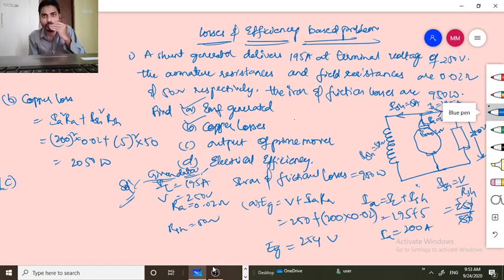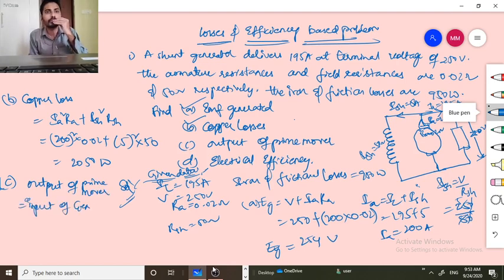Now we want to find out the output power of a prime mover. Output power of a prime mover means input to the generator. Output of prime mover is equal to input of generator. So we can easily calculate here. So I'm erasing this.